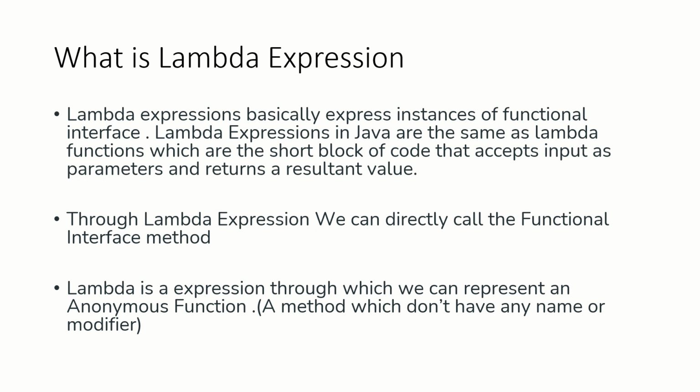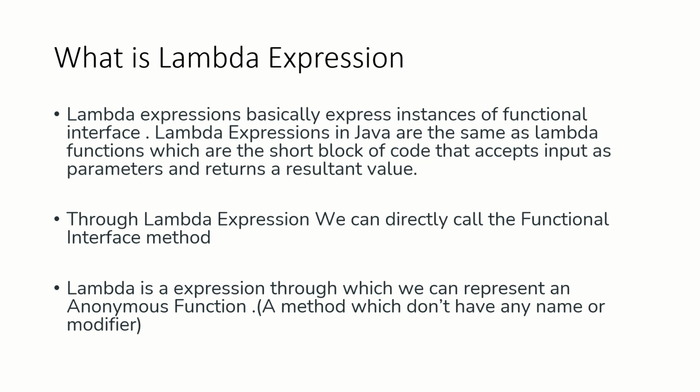Lambda expression basically expresses the instance of a functional interface. In the introduction video we discussed what a functional interface is. Let me remind you that a functional interface is a kind of interface with a single abstract method in it, and there is no limitation on static and default methods. Lambda expression helps us implement that single abstract method in a very concise way. So you can say lambda expression expresses the instance of a functional interface.